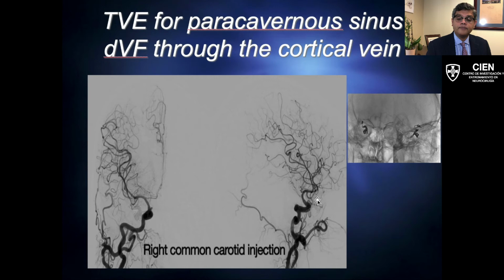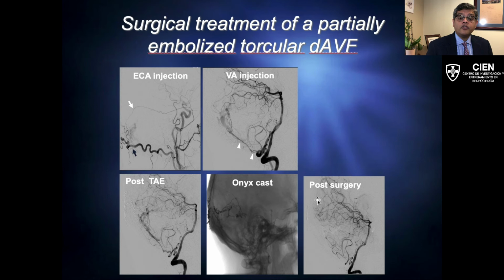This is an example of a surgical treatment of a partially embolized torcular dural AVF. So this is a dural arteriovenous fistula. This is in the torcula. And you can see this patient had presented with hemorrhage. And you see the posterior meningeal artery, the origin, is very tortuous. So it was very hard to embolize it properly.